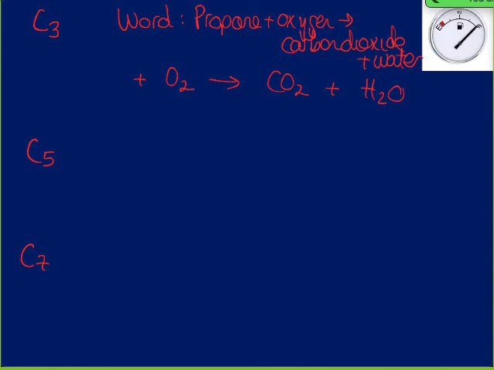What's my formula for propane? C3 what? C3H8. Thank you so much. So you can, if you need to, write out your bubble.